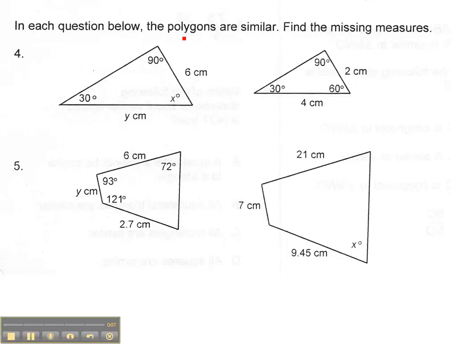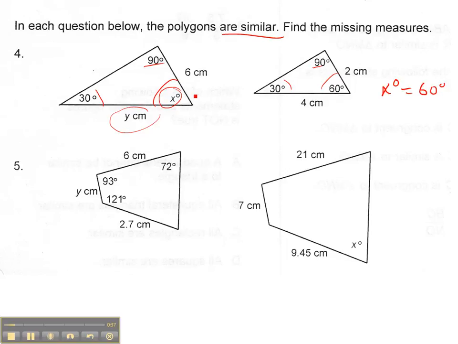It says, in each question below, the polygons are similar. Find the missing measures. We're trying to find a missing angle and a missing side length. Well, we know that corresponding angles of similar figures are congruent, so these two angles are corresponding, these two angles corresponding. So this angle corresponds to this angle and they're congruent, so x equals 60 degrees.